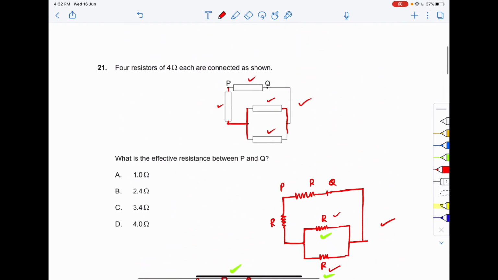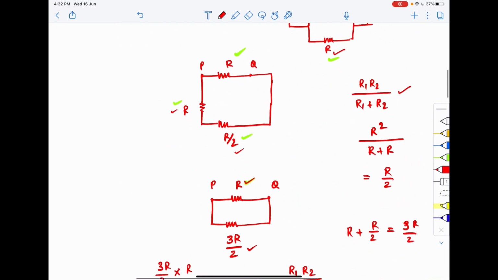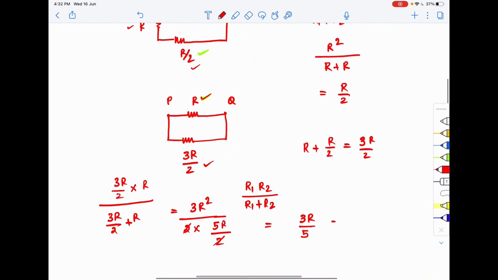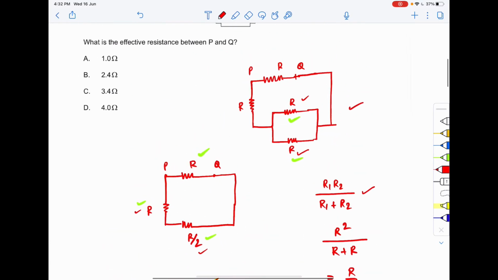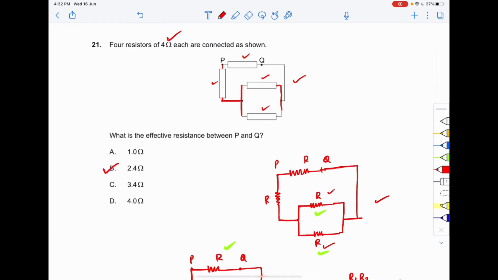And what is the value of R given in the question? The value of R is given to be 4. So if I put R equal to 4, this will be 3 by 5 multiplied by 4, which is 12 by 5, which is equal to 2.4. So the correct option to this question, question number 21, is option number B. I hope you got the question.